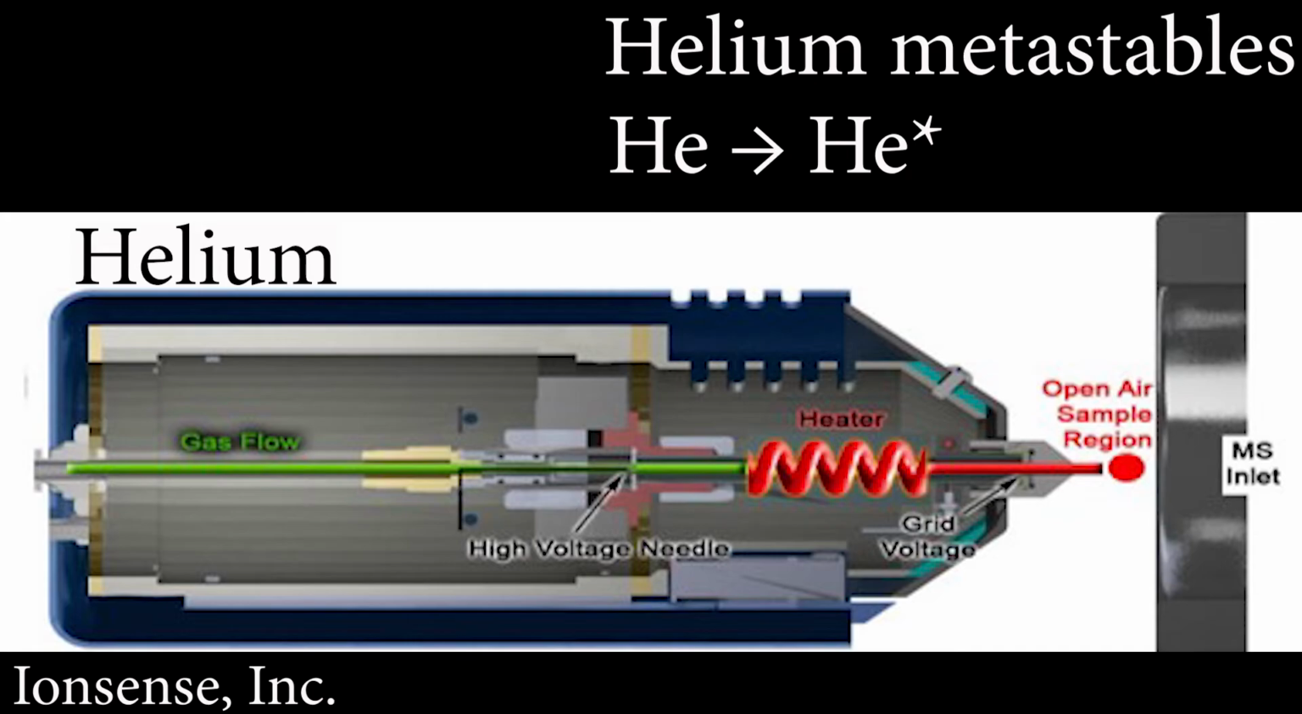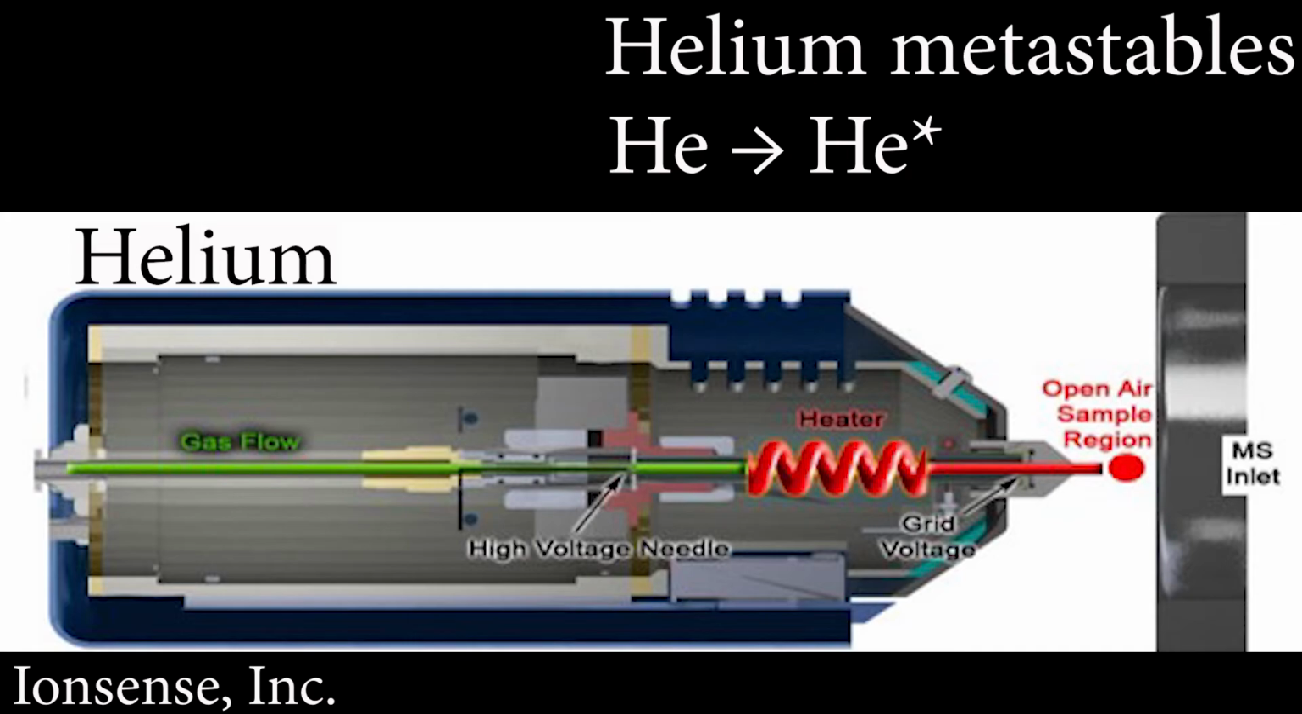Now, next to the heater, you see the grid voltage. That grid is actually there to make sure if there was any residual air ionized in the corona discharge, that grid has a negative charge on it, so positive ions stick on it. The helium metastables don't have charge. They don't even notice the grid. So they come shooting out the front of the gun, the helium metastables do.